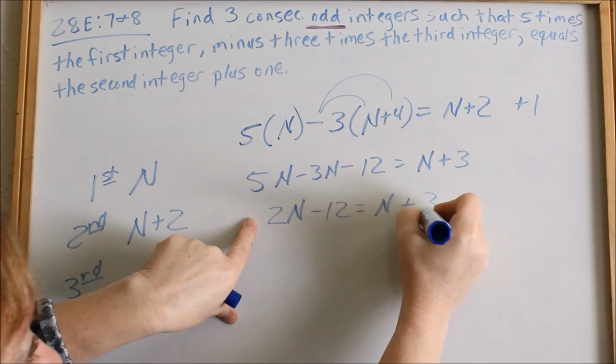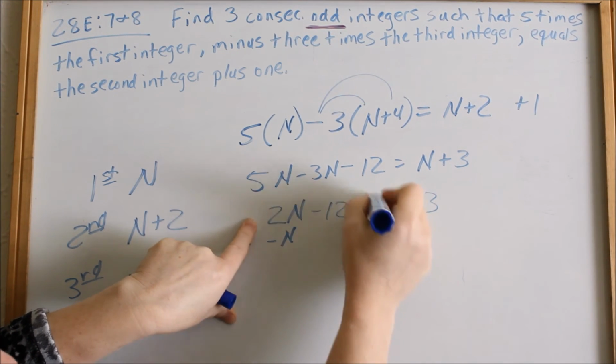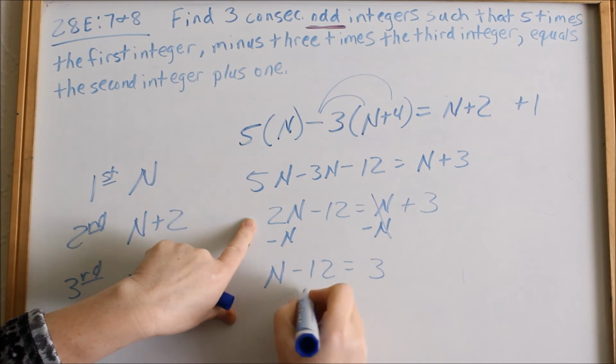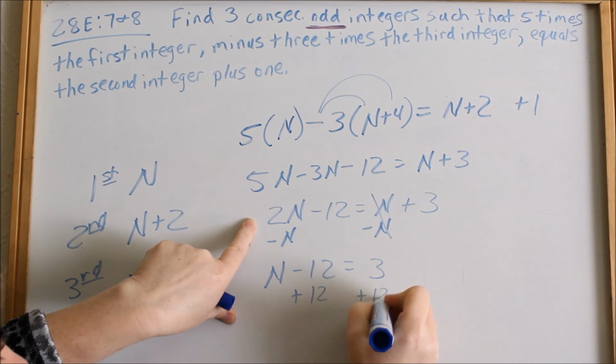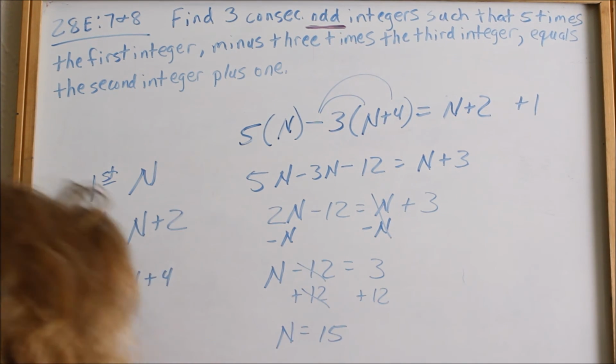Now I need to get my n's on one side, get my whole numbers on the other side. So I'm going to subtract my n from both sides. So that would be just n. Now I'm going to add my 12. So it turns out n equals 15.